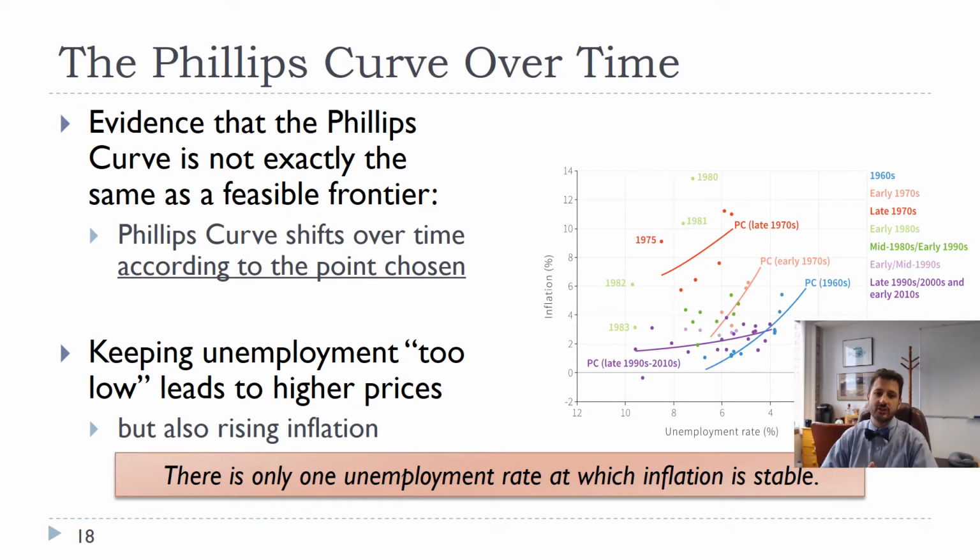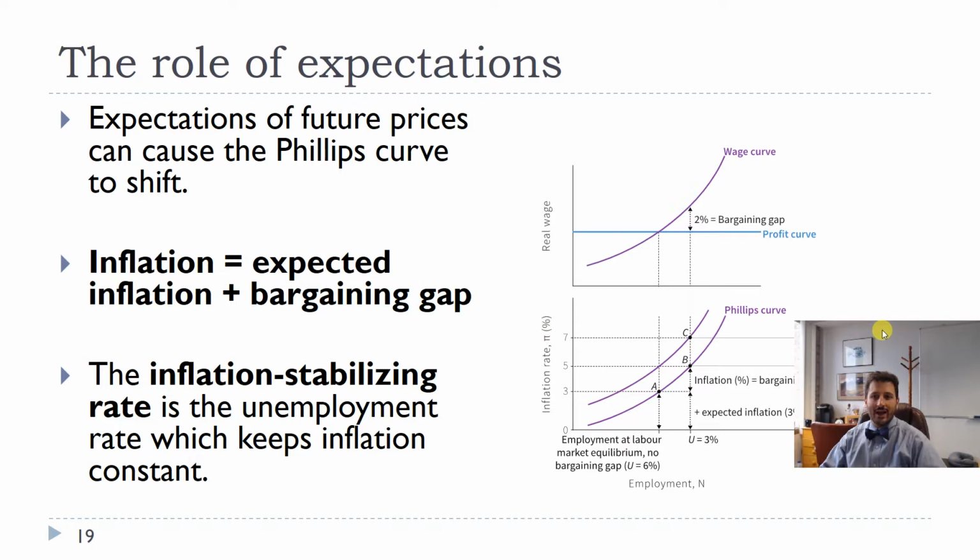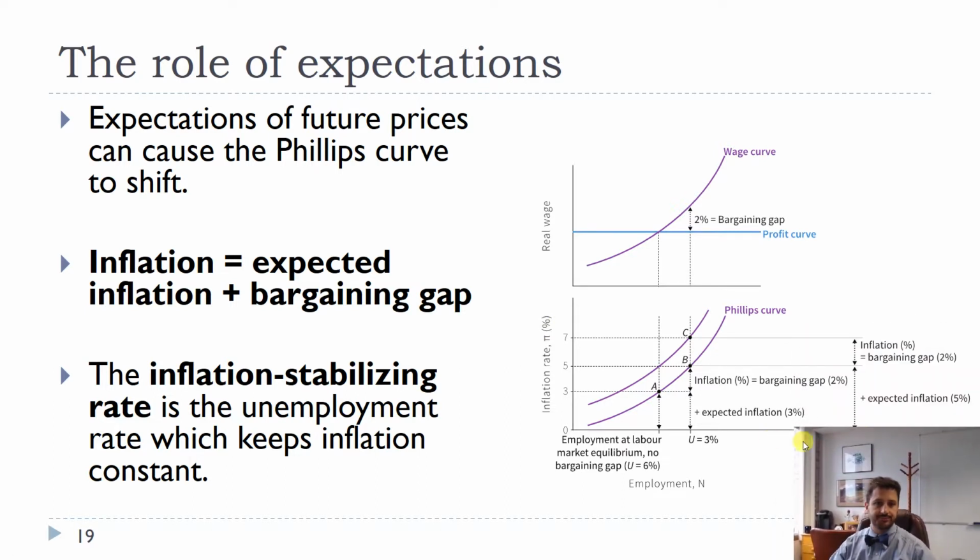And the key here is that there's only one unemployment rate at which inflation is stable, and that's going to be the unemployment rate where the wage curve crosses the profit curve. And trying to keep the unemployment rate at some level less than that is just going to lead to inflation, and then higher inflation, and then higher inflation because of the expectations of both firms and workers. So how do those expectations work?